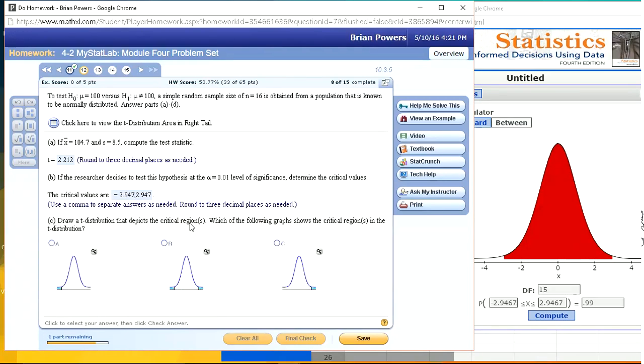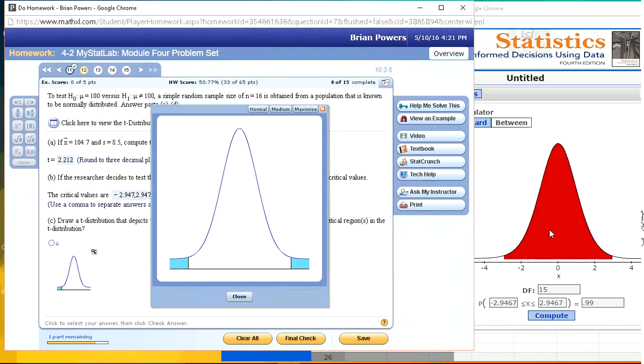So, draw a t-distribution that's representative. So this is it. It's a two-tailed test. This is what the picture should look like. Now it's the opposite of what we have in our StatCrunch picture, but that's because StatCrunch only knows to highlight in between. Our critical region is the tails.